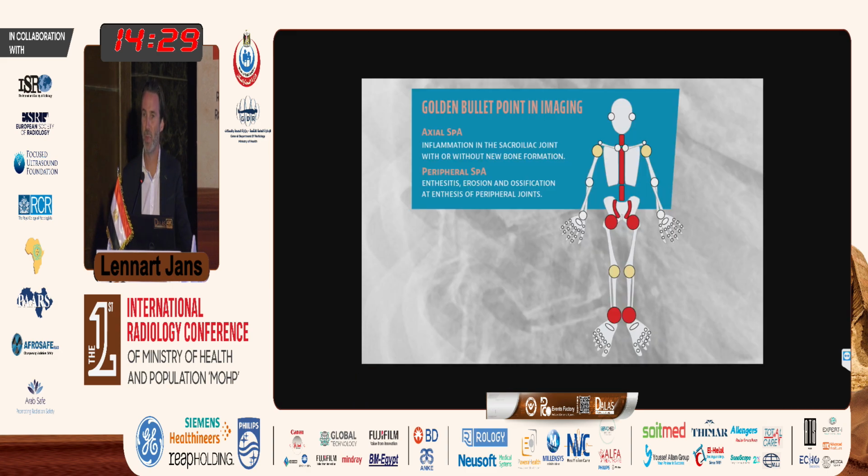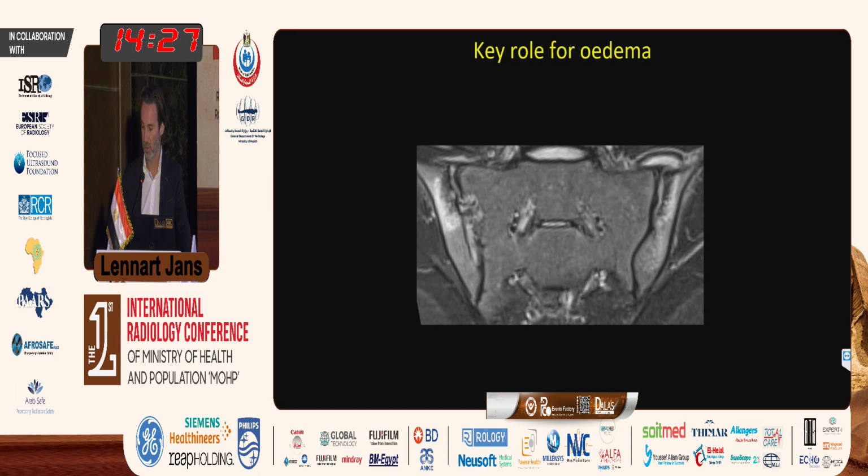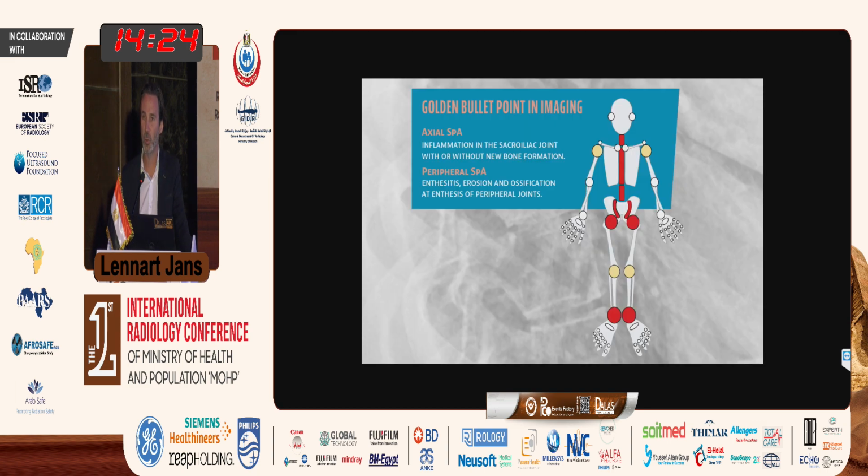So what we have to keep in mind when we image sacroiliitis is what we are actually looking for. The golden bullet point, what is really important, is that we look at inflammation of the sacroiliac joint, because this inflammation is a target to treat for our rheumatologists. And obviously in sacroiliitis you can get new bone formation. Some patients will not get new bone formation. But mainly we have to look at the actual spine and the sacroiliac joints in order to find active inflammation.